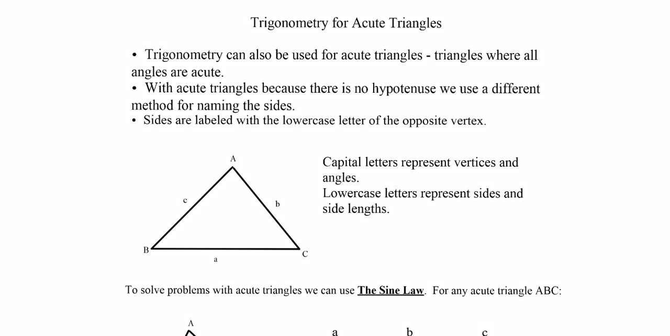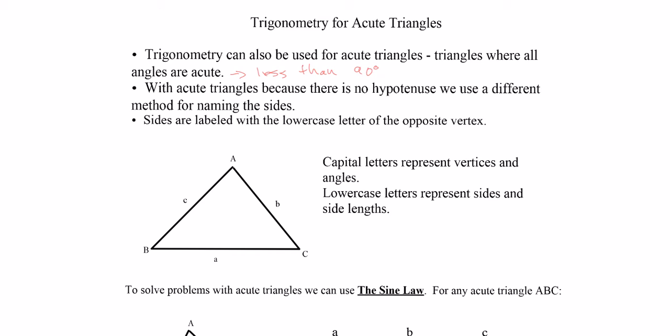So today what we'll be doing is we're going to take a look at the trigonometry for acute triangles. Trigonometry can also be used for acute triangles, triangles where all the angles are acute. Angles that are acute means that they are less than 90 degrees. Now, with acute triangles, there's no hypotenuse because there's no 90-degree angle if you think about it.